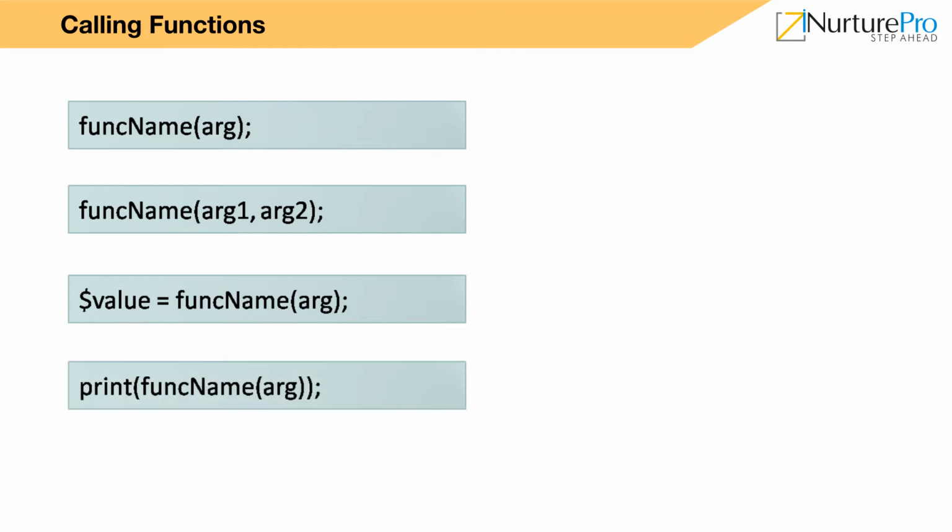If you need to display the return value to a user, then you can pass it to the built-in function print, brackets, as shown. Next, let's look at an example.